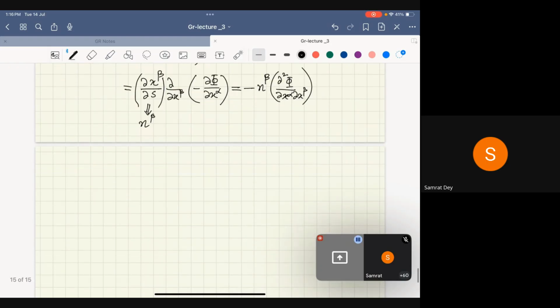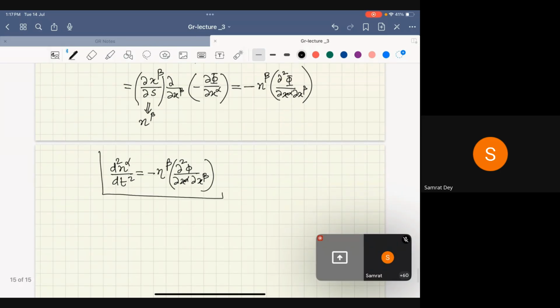So we have just seen that d^2 n^alpha over dt^2 is minus n^beta partial^2 phi over partial x^alpha partial x^beta. So what does this say? This is known as the tidal tensor.